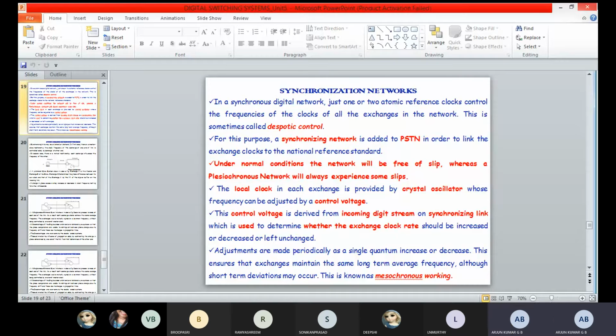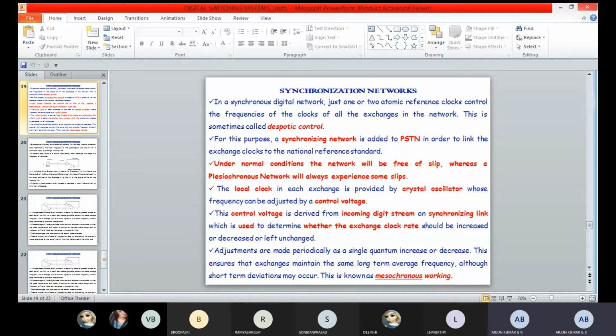See, initially I told you, the control voltage will be derived from the synchronous link. These synchronous links may be unilateral or bilateral. In the first case, consider the unilateral. It is nothing but a master-slave relationship. The clock frequency of the link is controlled by the slave, exchanging with the other. I will show the figure of this.